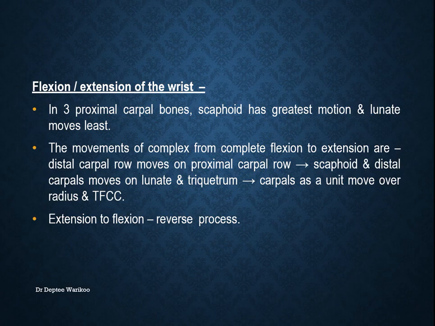So first we will discuss the flexion extension of the wrist. During flexion extension of the wrist, the scaphoid seems to show the greatest motion of the three proximal carpal bones, whereas the lunate moves the least. The movement of the complex from complete flexion to extension could be seen in three basic phases.